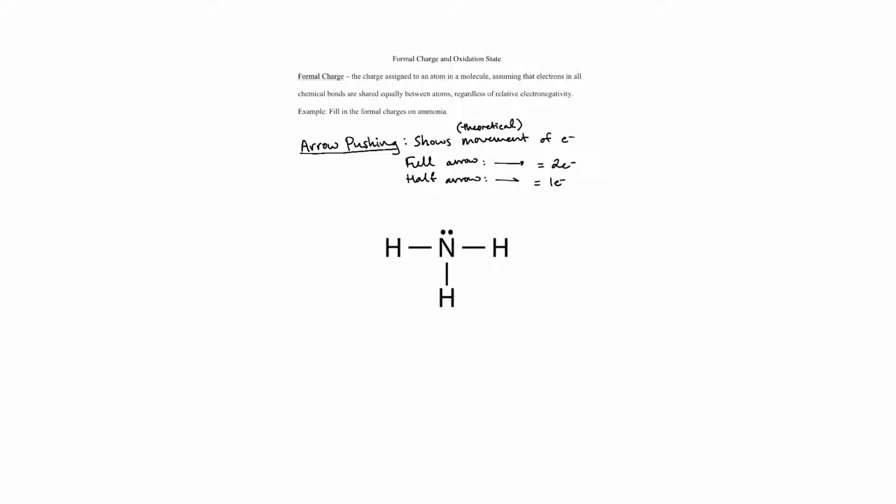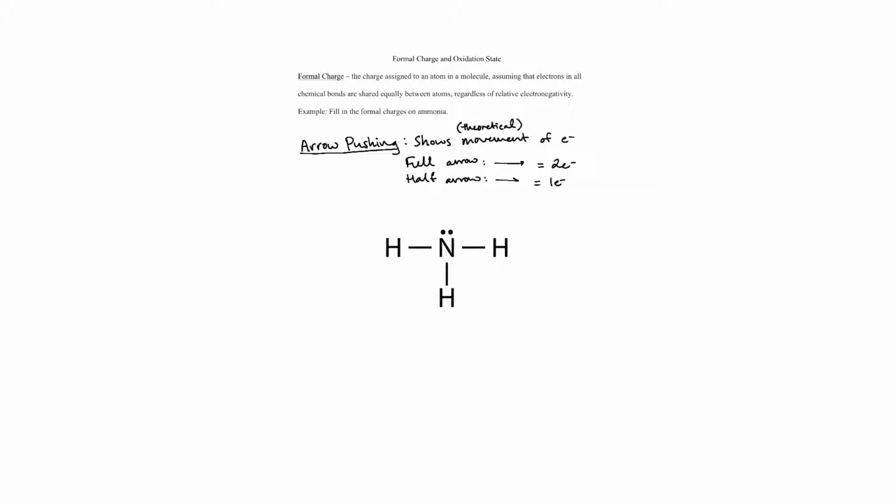Arrow pushing is something that we use a lot in organic chemistry to show us the mechanisms that reactions go through to produce the products yielded from those chemical processes. And they show the theoretical movement of electrons. A full arrow symbolizes the movement of 2 electrons, while a half arrow symbolizes the movement of 1 electron. We're going to use this to see how these electrons are distributed and how we can differentiate between formal charge and oxidation state using these structures.